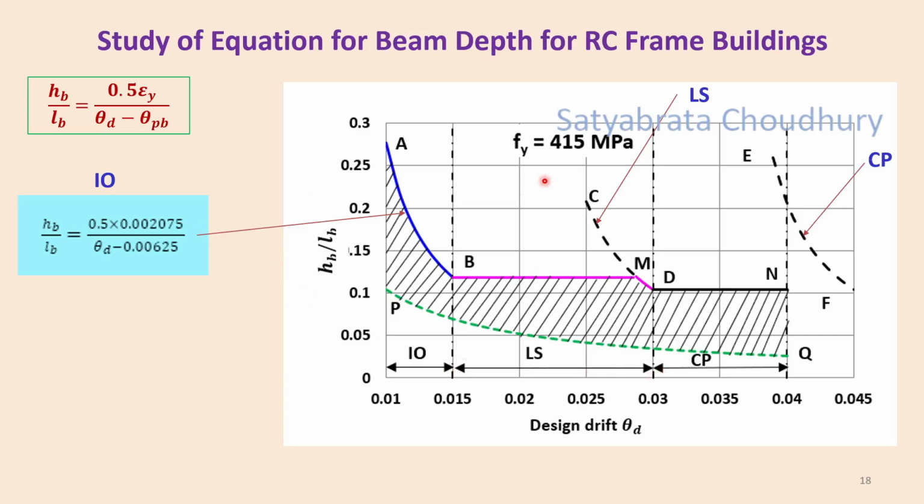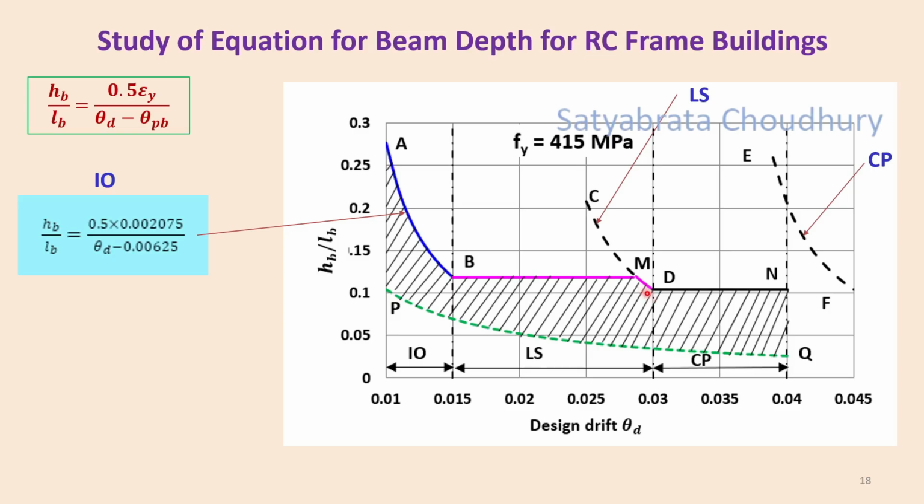So putting this, you get a curve like this, which will come from here corresponding to 1.5% and fall like this and go like this. So we are not interested in those parts because those HB LB values are very high, of no practical use. So we have shown this part C, D. Alright, so this is the LS curve.